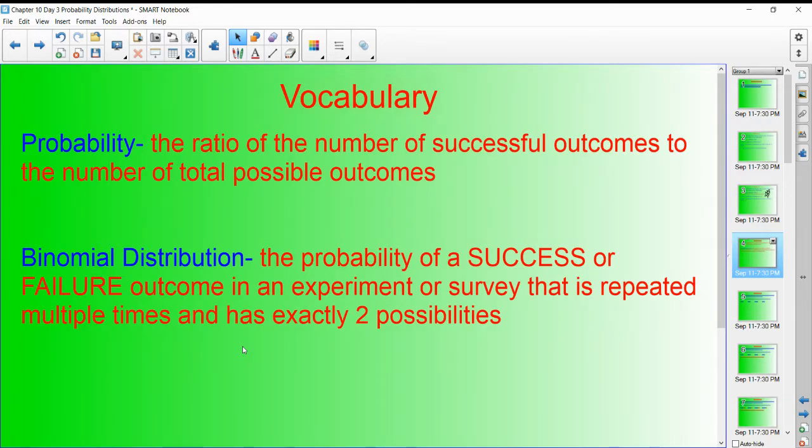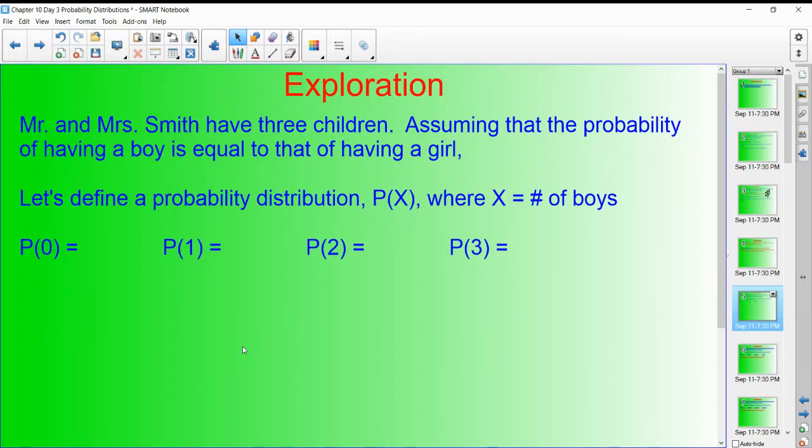Now today we're going to talk about binomial distribution, where an event either happens or it doesn't happen. We can call it a success or a failure, a win or a loss, but binomial means a distribution where each event has 2 possibilities. So let's go back to this 3 child family. A probability distribution lists all the possibilities and their probabilities.